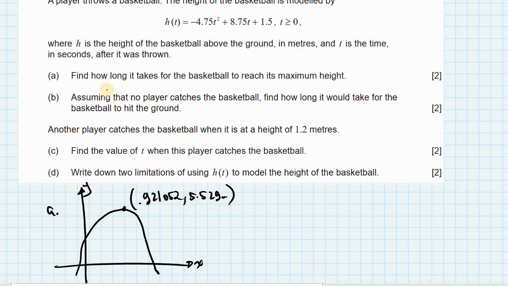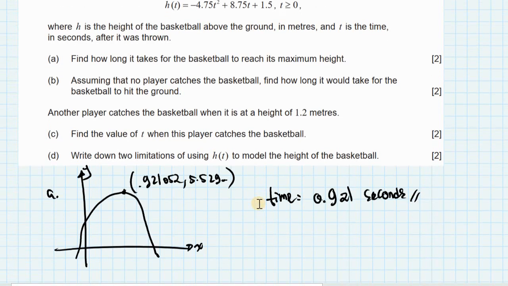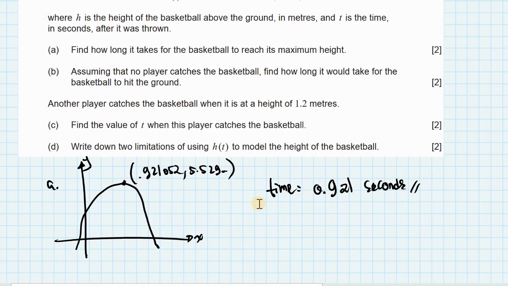What's the question? The question is find how long it takes for the basketball to reach maximum. So question A, time is equal to 0.921 seconds. Okay, no need to give the height, because that's not in the question.